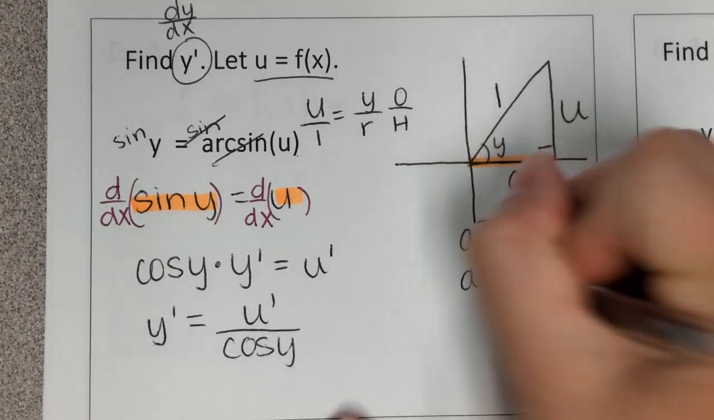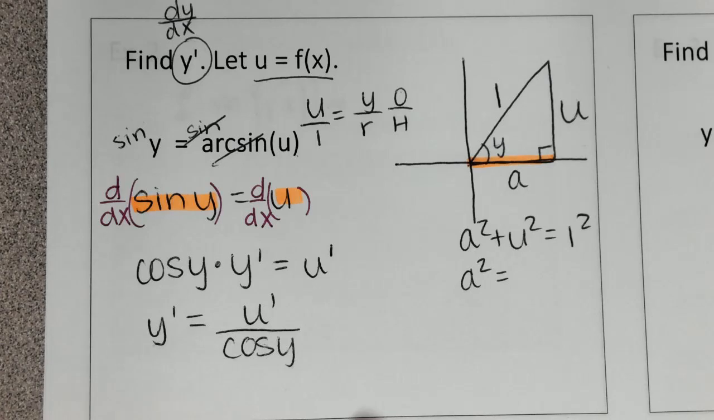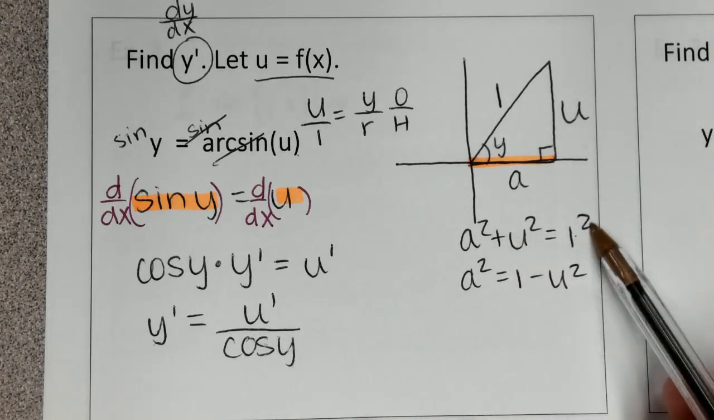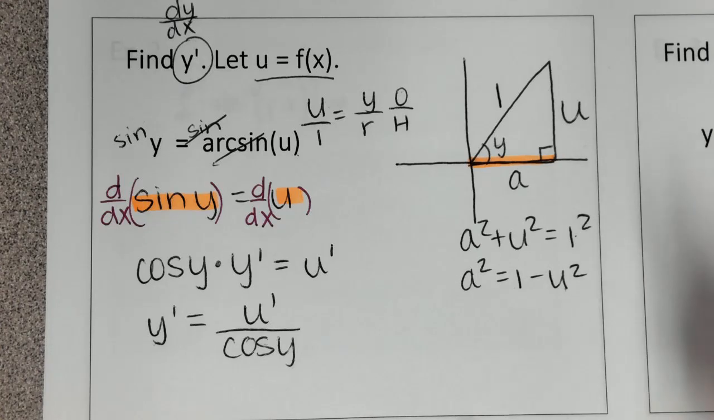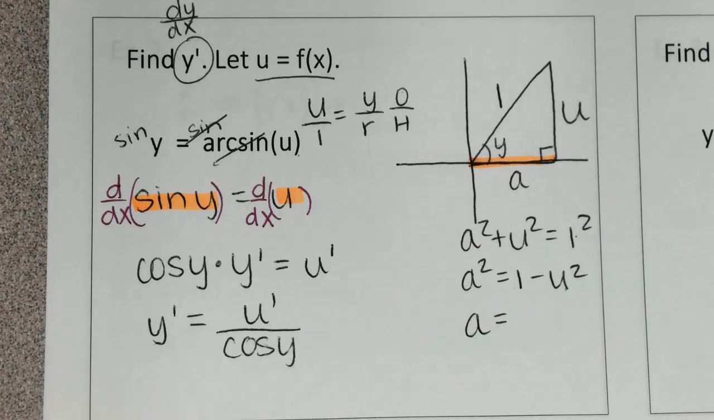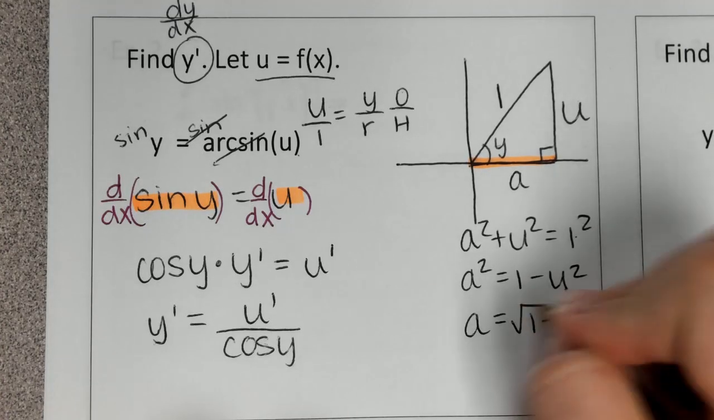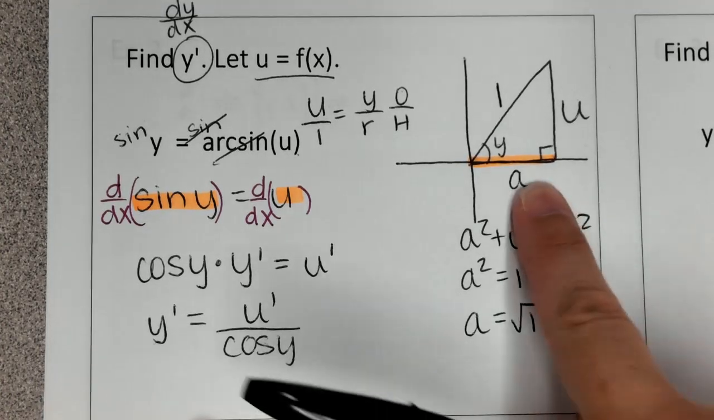A squared equals, we got to subtract. So 1 squared is 1. I'm subtracting the u squared over to this side. And how do I find a? Take the square root of 1 minus u squared. Cool. Now I know the missing side of my triangle.